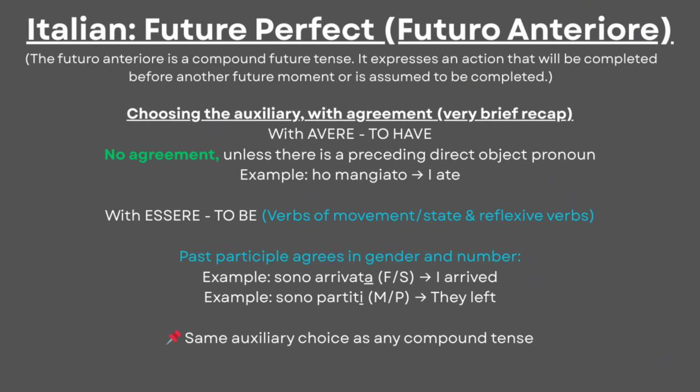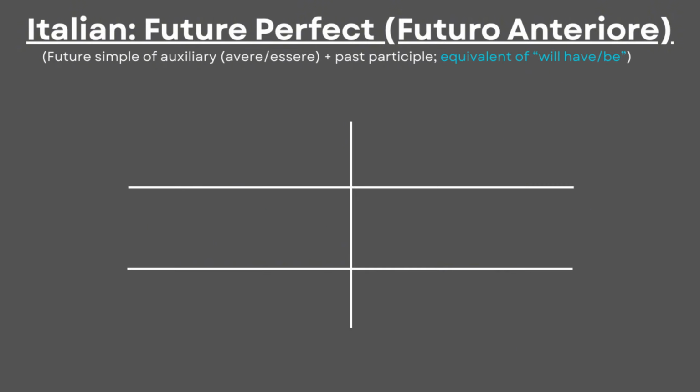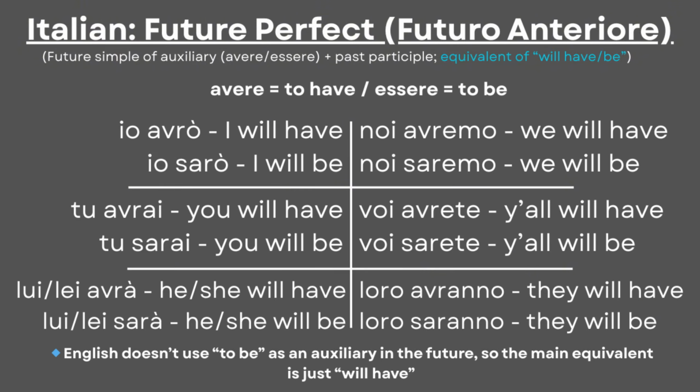Now that we've seen the summary of these verbs, we can finally know how to conjugate verbs in the futuro anteriore. The formation will use the simple future of avere and essere with a past participle, similar to saying "will have" in English. In Italian, every subject will have a different conjugation, which again, I showed in the previous video. The choice of the auxiliary is exactly the same, just being in the simple future, using irregular conjugations.